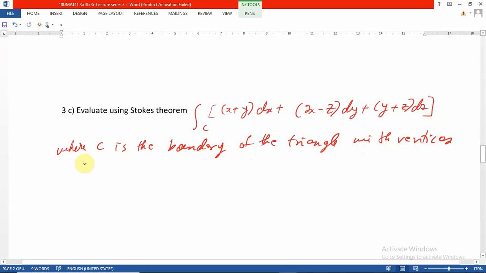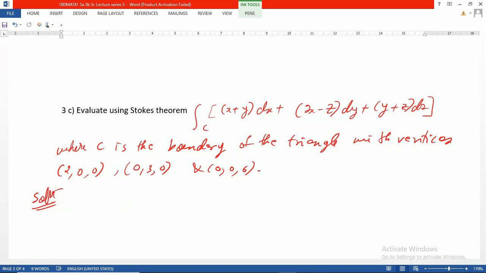So in a triangle they have given the vertices here: 2, 0, 0; 0, 3, 0; and 0, 0, 6. Yes friends. Okay, this is the question they have given. Let us see what all things they have given. In the Stokes theorem, please see that you come across the curl of f and it will be a determinant. Yes, we are going to solve using a determinant.